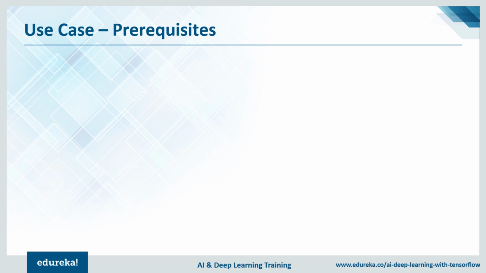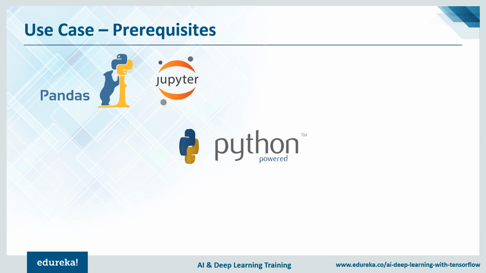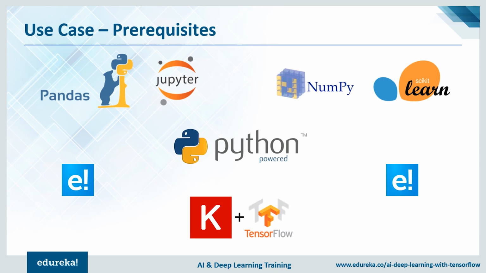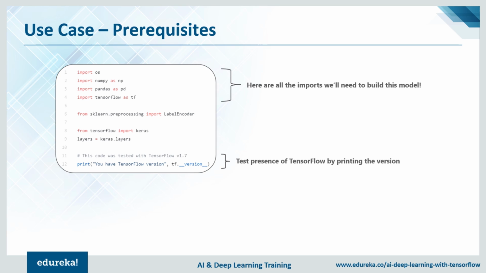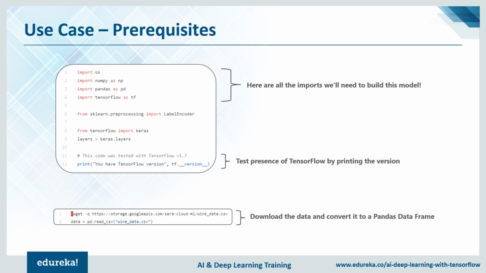So basically we need to check out some of the prerequisites before jumping into the code. Since you're working with Python, we'll require pandas, NumPy, scikit-learn, and Jupyter Notebook. Keras works on top of TensorFlow, so we'll require both Keras and TensorFlow to be installed on the machine. Now that that's done, moving on, let's look at a small piece of code. Here are all the imports that we'll require to build the model. And lastly, we test the presence of TensorFlow by printing the installed version. Without TensorFlow, it wouldn't make any sense. So we go to Kaggle, download the data, and convert the data to a pandas data frame, guys. That's good enough to start. Let's look at the code for this model. I'll quickly open up Google Colaboratory, which is basically a Jupyter notebook hosted on Google Cloud.